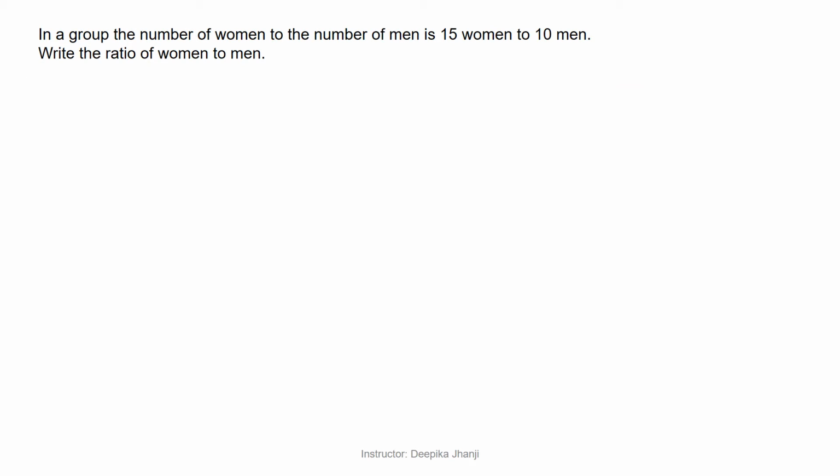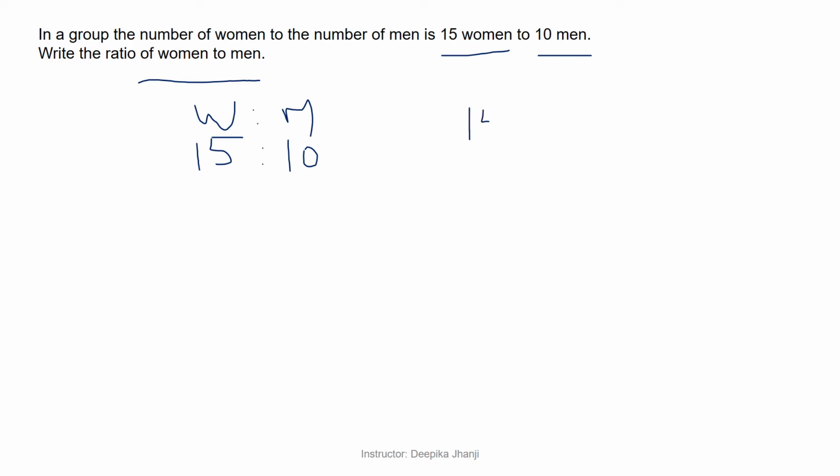Let's say in a group we have 15 women to 10 men and we want to write down their ratio, right? So we want to write down the ratio of women to men. Now the number of women is 15 and the number of men is 10. So their ratio is 15 is to 10. But this is not the final answer. We need to reduce this ratio into lowest terms.